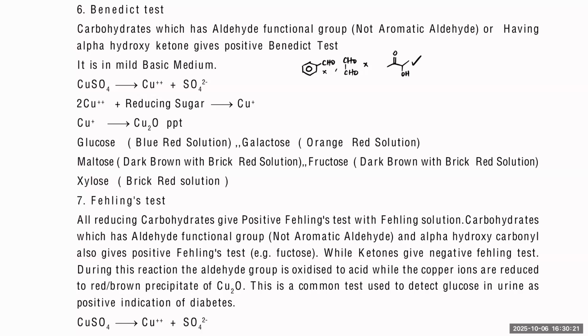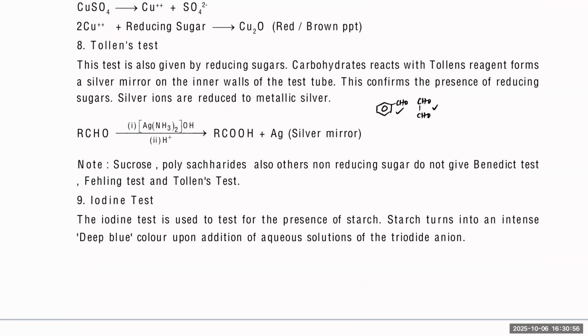Benedict test is something which is given by all the aldehydes, not by keto groups. But if you have fructose, it is an alpha hydroxy keto group, so that will still come out to be positive. So you can see glucose, galactose, maltose, fructose, they all will give you a positive test. Which will not give a positive test? Sucrose, starch and cellulose. These will not give a positive test because they are non-reducing sugars. Benedict and Fehling's are exactly the same.